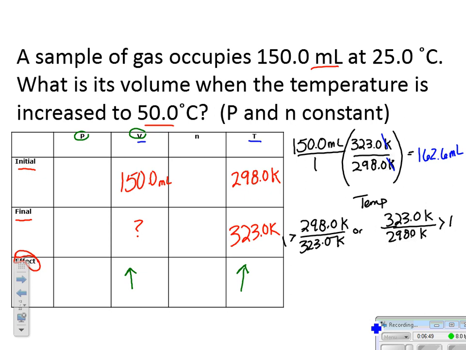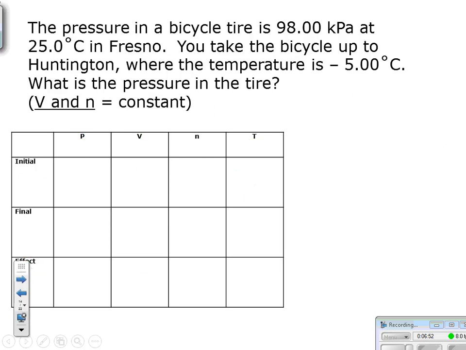Let's do one more like this, and then we'll pause and do one that has two variables changing. So we've got the pressure in a bicycle tire is 98 kilopascals. They're telling us that's a pressure, so we'll put it here under the initial pressure. And that's at 25 degrees Celsius. We know that we cannot keep that in Celsius. We have to convert that to Kelvin. So 25 plus 273 is 298.0 Kelvin.